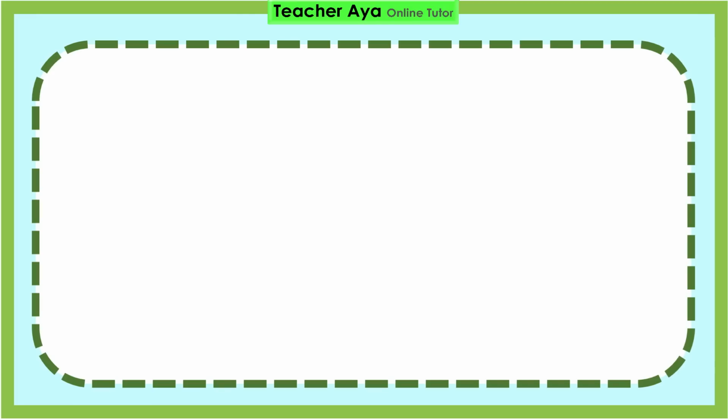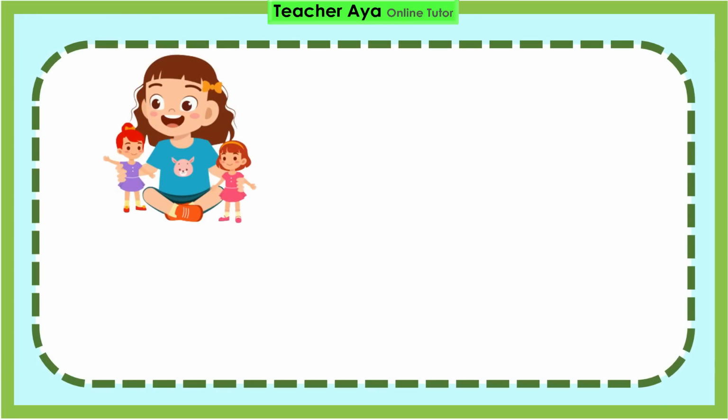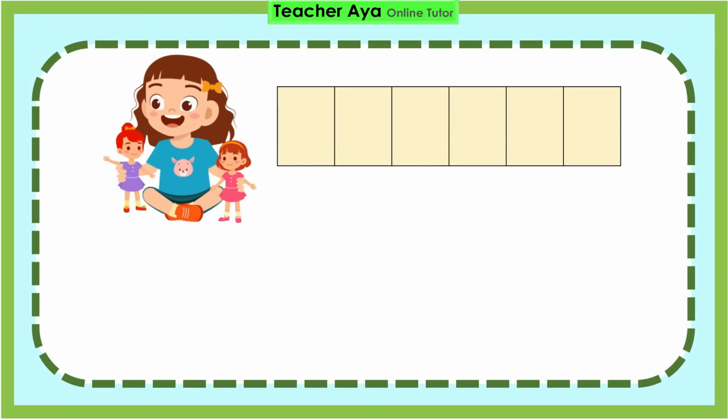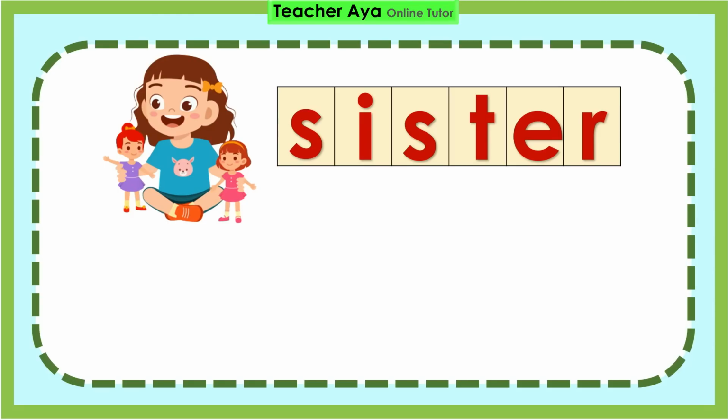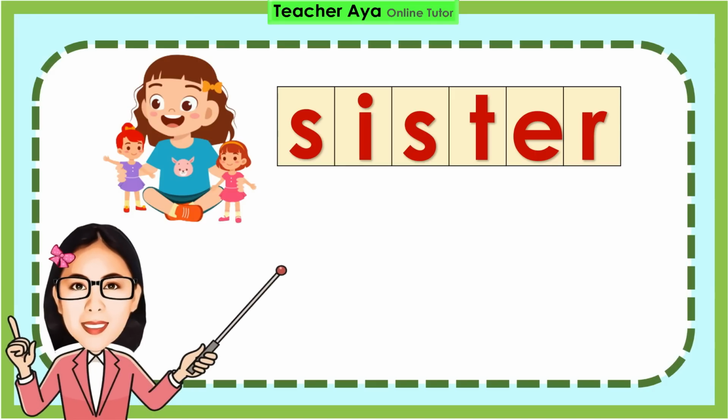Let's spell the word sister. Sister. S-I-S-T-E-R. Sister. Your turn to spell, children.